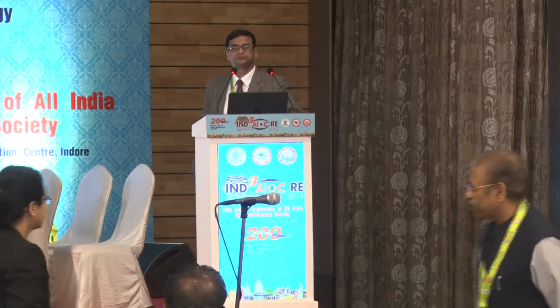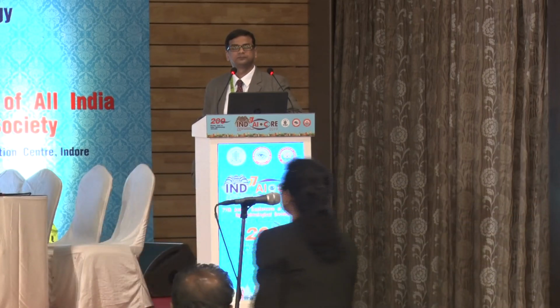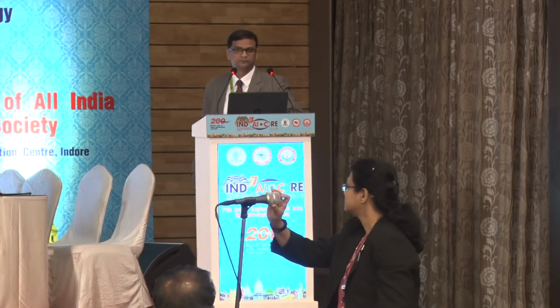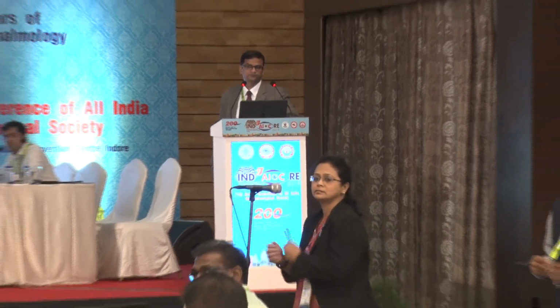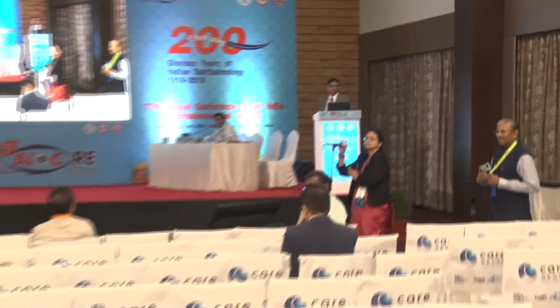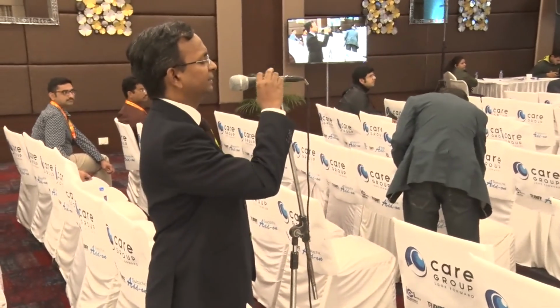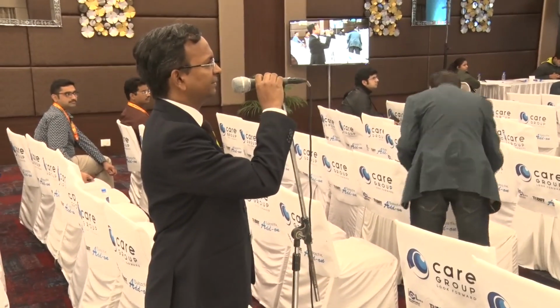Also, while selecting the power of the toric lens, the amount of astigmatism, do we also factor in a possible change in the future astigmatism of the patient? Like it is said that there might be some change in the astigmatism. Do we factor in that, or we just correct the present situation?